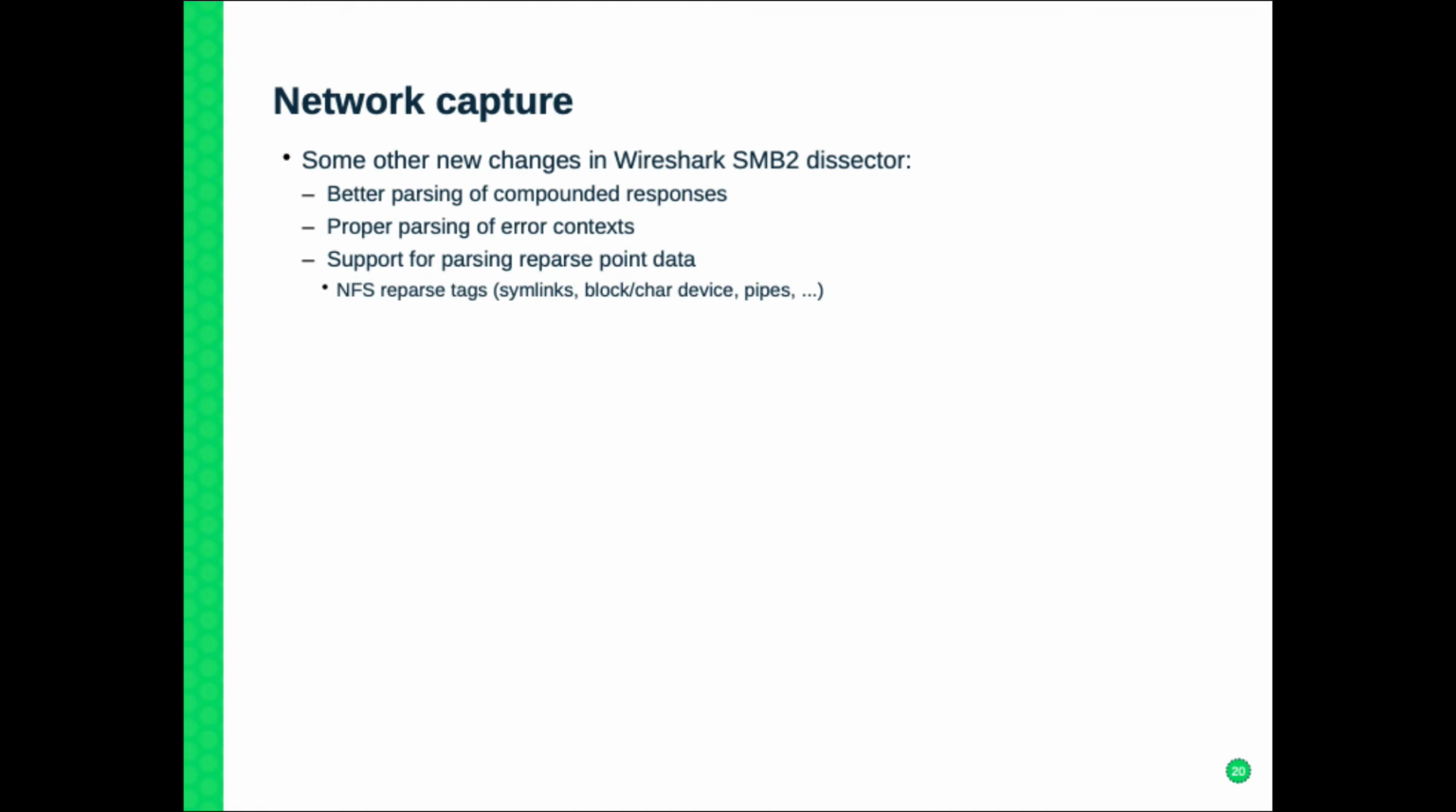While I'm talking about Wireshark, some other new changes that got in recently, which I worked on, are better parsing of the compounded responses. If you had dissection issues or bugs with Wireshark when dealing with compounded packets, this will probably fix them. Similarly, error contexts work better now. I've also added support for the POSIX extensions. We are going to reuse some of the NFS reparse tags. So I've added support for this in Wireshark to help debug smb3.ko.